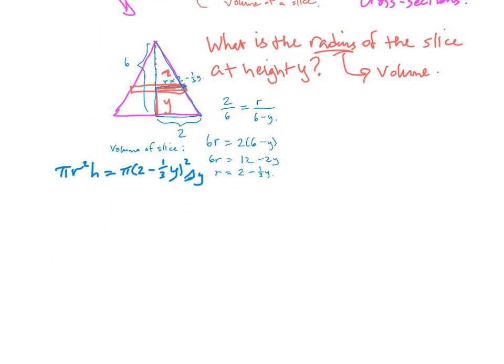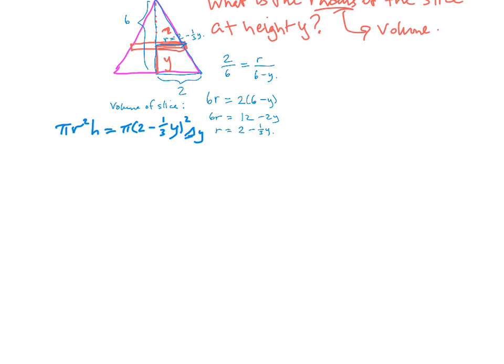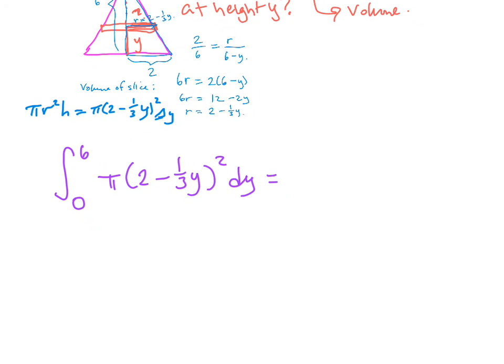If I want to find the volume of the entire figure, then I need to take the integral. Let's change colors here. I'm going to take the integral from y equals 0 to y equals, what is its max value? I believe it's 6, of pi times 2 minus 1/3 y squared. And then that delta y, as we let that go to 0, becomes a dy. Okay, now this looks kind of gross, but you'll notice it's just a polynomial function. We're not going to have nearly as much trouble with this as we did with the last one, I think.